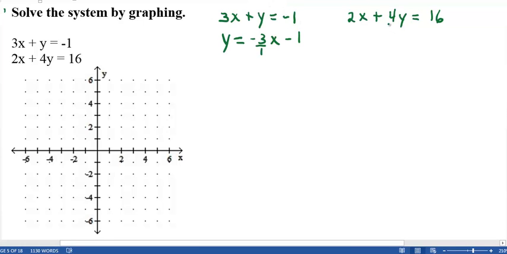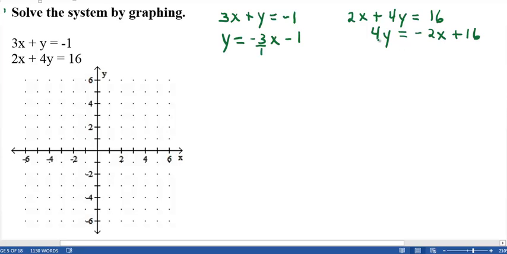On the right-hand side, I need to isolate my y variable. So I have 4y. And again, I'm moving a positive 2x from the left-hand side to the right, so I need to change the sign. And that becomes -2x + 16.